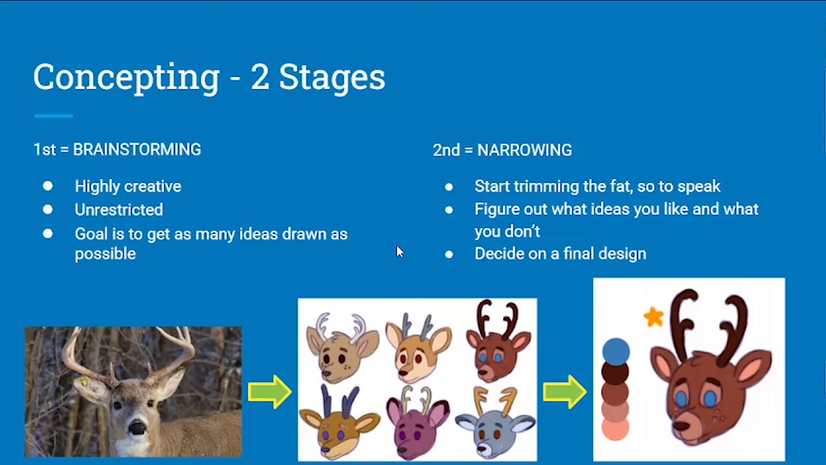The second is narrowing down a final design and trimming the fat, so to speak. So you're looking at all of the ideas that you've brainstormed here and figuring out, what do I like, what do I not like, what elements do I want to keep, what do I want to lose, and figure out what you're going to create for your final design. So in this case, this is a face mask design that I created for Animotions. After I brainstormed a few of these designs, I decided that I really liked the color palette of this one, but I liked the horns and the little ear tips of this design much better.